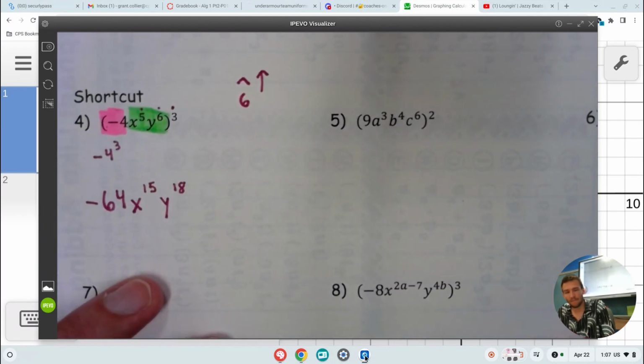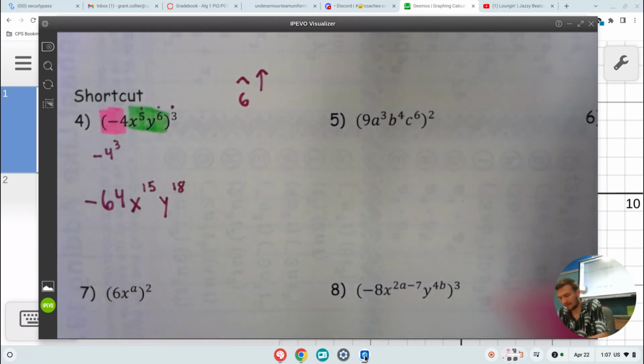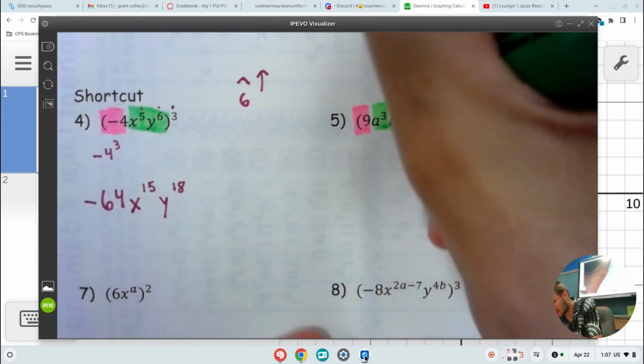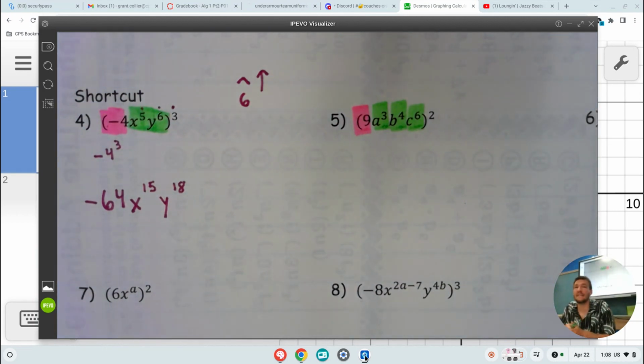Okay, number 5, same thing. We've got a 9, and then we've got a bunch of letters. The letters are pretty easy because we're just going to use multiplying, and that's not going to take us very long. And the 9 out front also is pretty easy, but they just work differently. It's like 2 different switches in your brain.